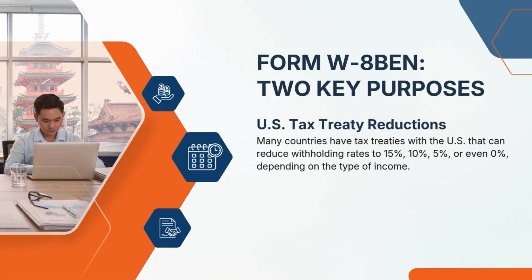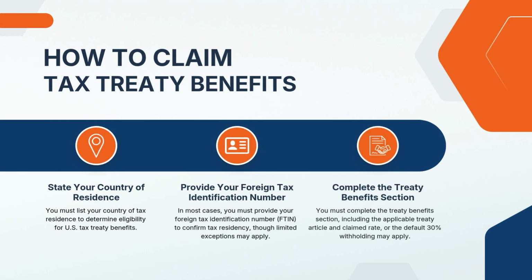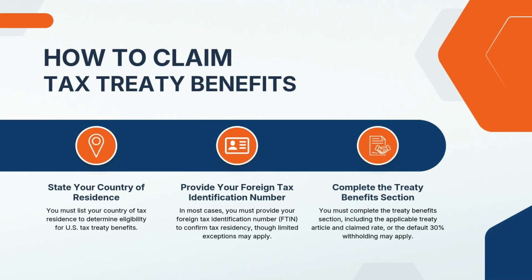To claim treaty benefits, you must provide your country of residence, provide a foreign tax identification number if required, and complete the treaty benefits section of the form. It's important to understand, Form W-8 BEN does not eliminate taxes automatically. It simply allows the withholding agent to apply the correct rate based on your foreign status and any applicable treaty.